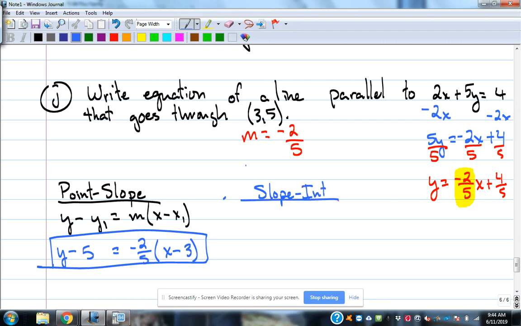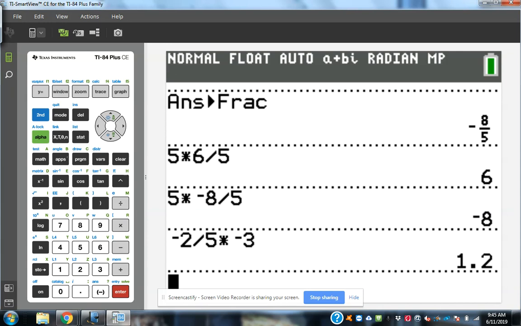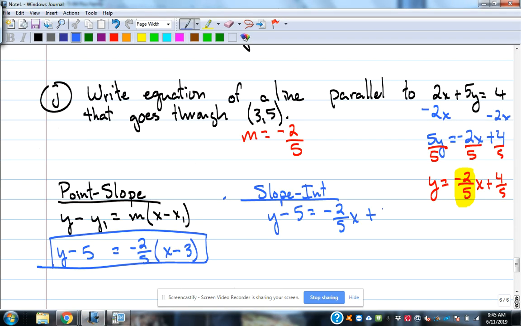So I've got to do a little bit of work here. To get it in slope-intercept form, I'm going to take my point slope form, and I'm going to distribute the slope to the x and the minus 3. So that'd be negative 2/5 x, and then plus something. I don't know what 2/5 times 3 is. So negative 2/5 times negative 3. Positive 1.2, math, enter, 6/5. So I'm just using my calculator there to help me do that math.